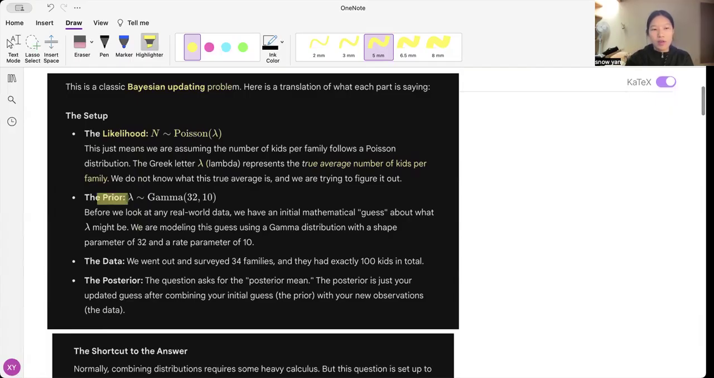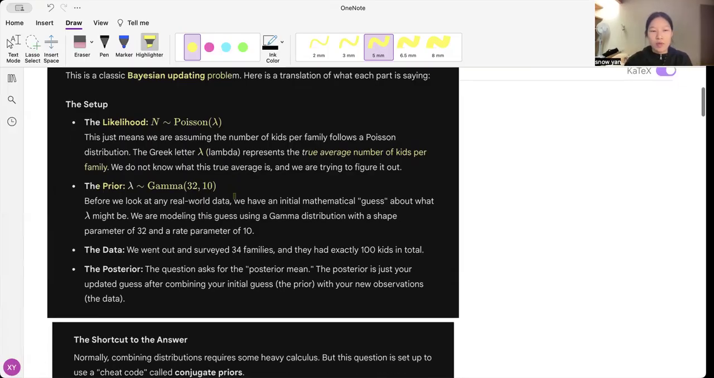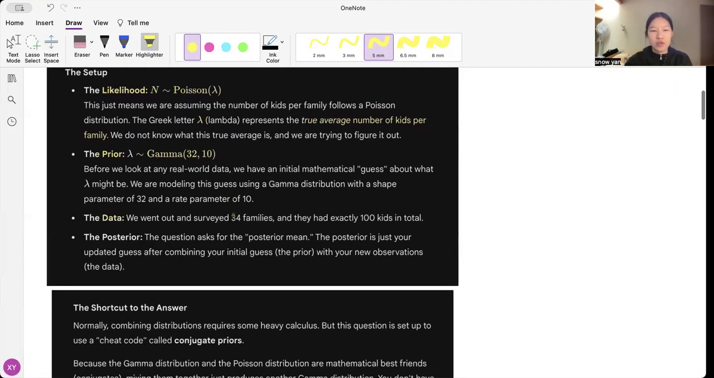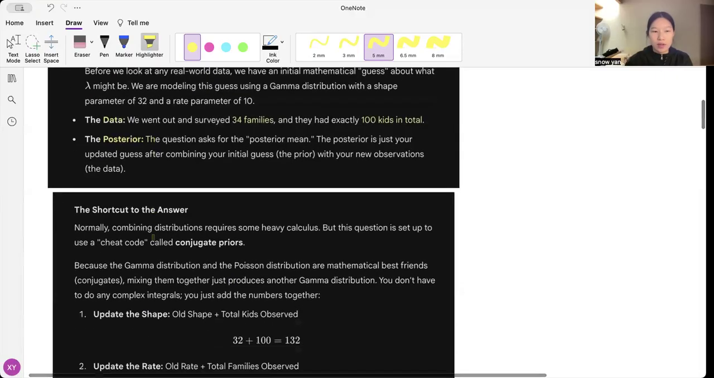And then the prior is what we assume: it follows this gamma distribution with shape parameter 32 and rate parameter 10. Then we collected data, where we surveyed 34 families who had 100 kids in total, and we're trying to find the posterior mean, which is just our updated guess based on the new observations.